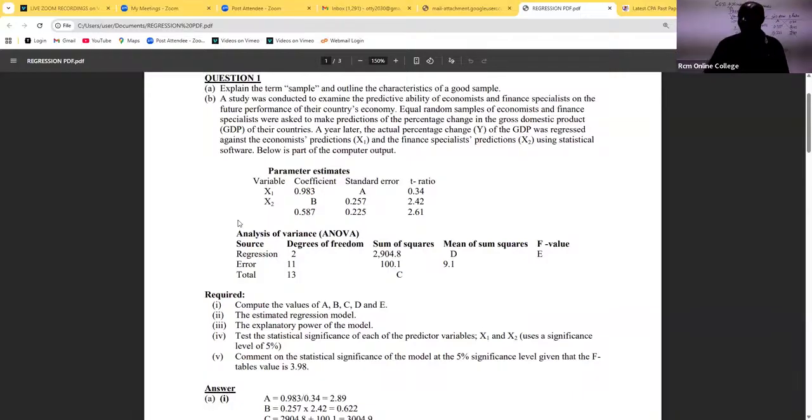So we come here, ladies and gentlemen, and now go to the second table. The second table is actually the gist of today's session. They have given me analysis of variance. We have source, regression, error, total. We have degrees of freedom, sum of squares, mean sum of squares, then the F value. Here, they want us to give them the value of C, D, and E.